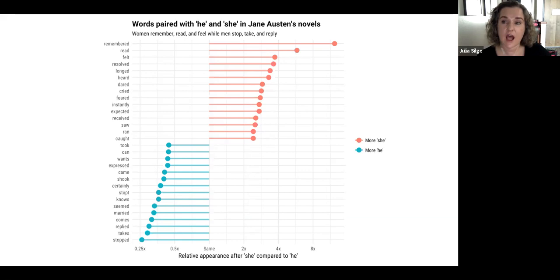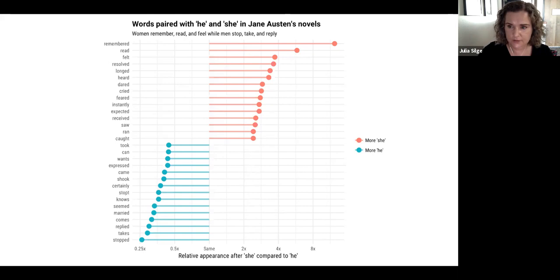And we see that women remember, read, and feel, while men stop, take, reply, come, married. So what this really emphasizes is that Jane Austen's books are about the inner lives of women. The men in these books are portrayed very externally. We only see them doing things. We never know what they're thinking. And so we can look at these kinds of results and understand what texts are like, and even get pretty interesting insight into issues around gender representation.